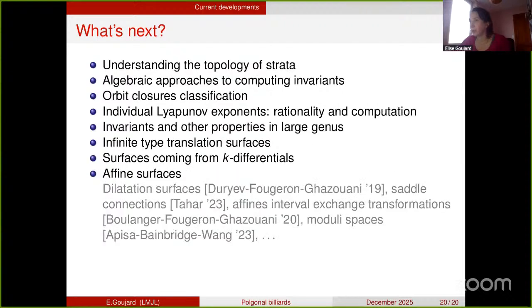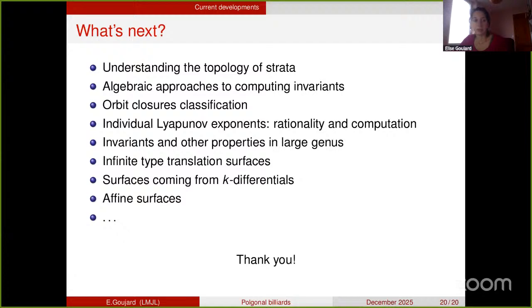Let me skip this point. So there are plenty of other models that generalize this translation surface case, like affine surfaces, for instance, that are studied now, etc., etc.